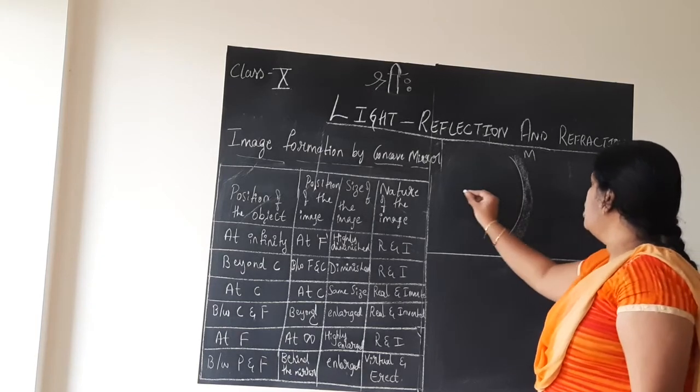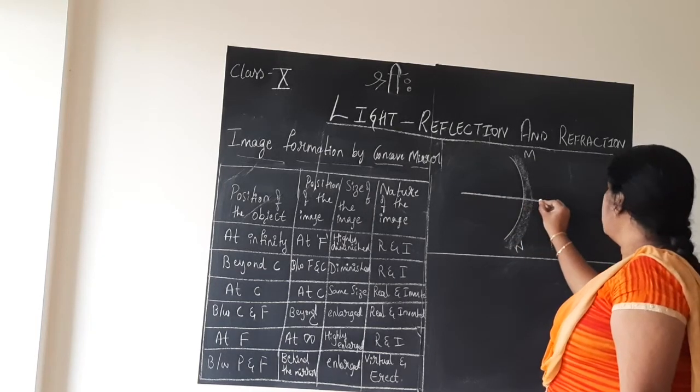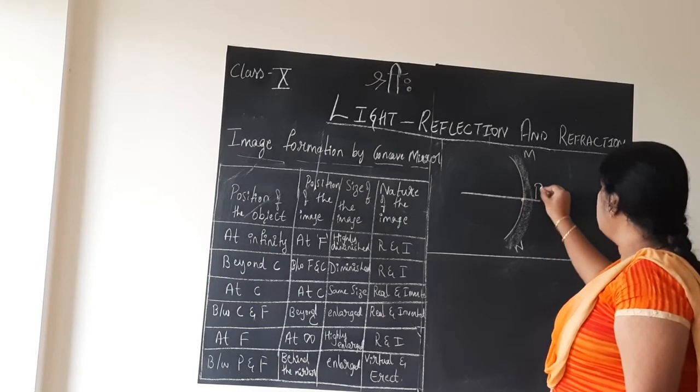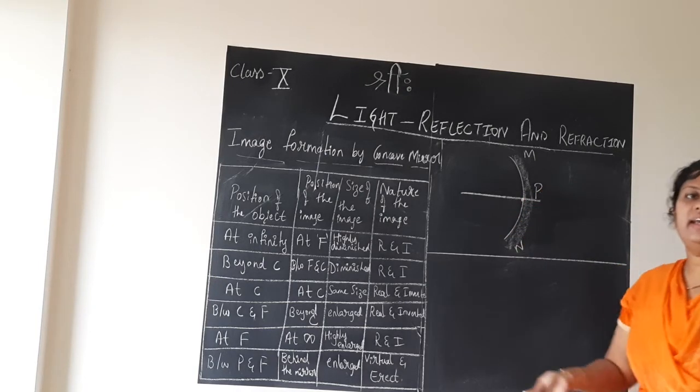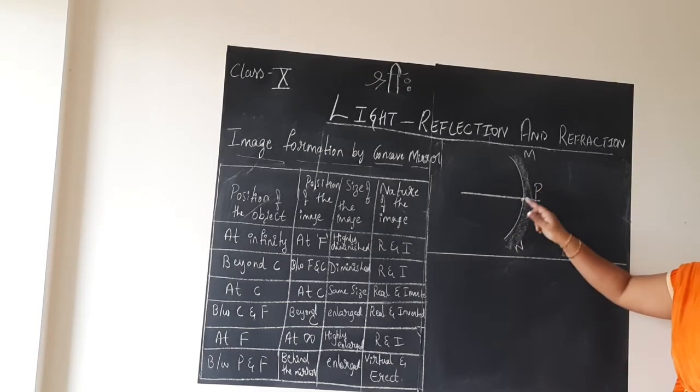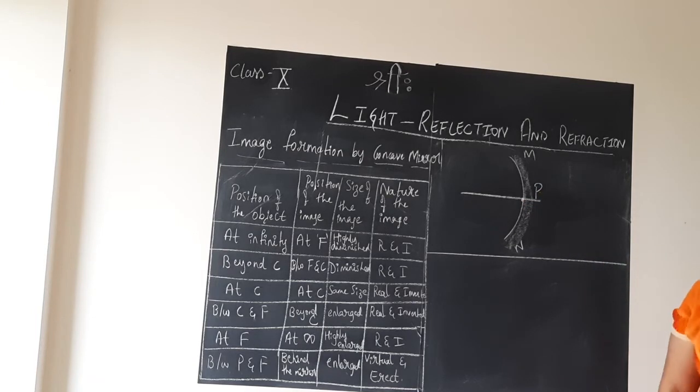Next, draw the straight line through the center. Draw the principal axis. Label the principal axis, and the center of the mirror is the pole of the mirror.